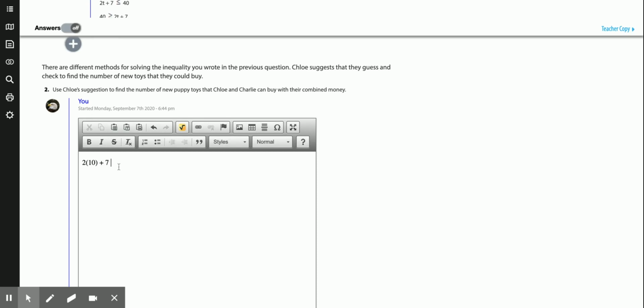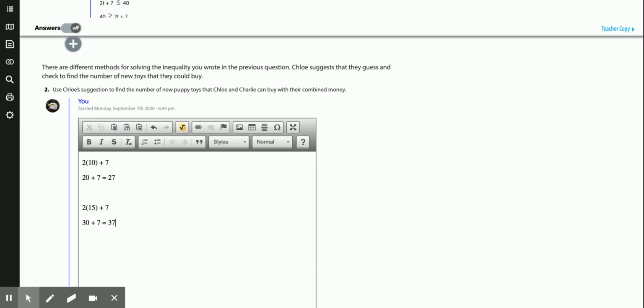2 times 10 is 20. 20 plus 7 is 27. So we know that 10 toys, they can afford that. All right, let's try 15. 2 times 15 plus 7. 2 times 15 is 30. And 30 plus 7 is 37. They have enough money for that. That's still less than or equal to 40.